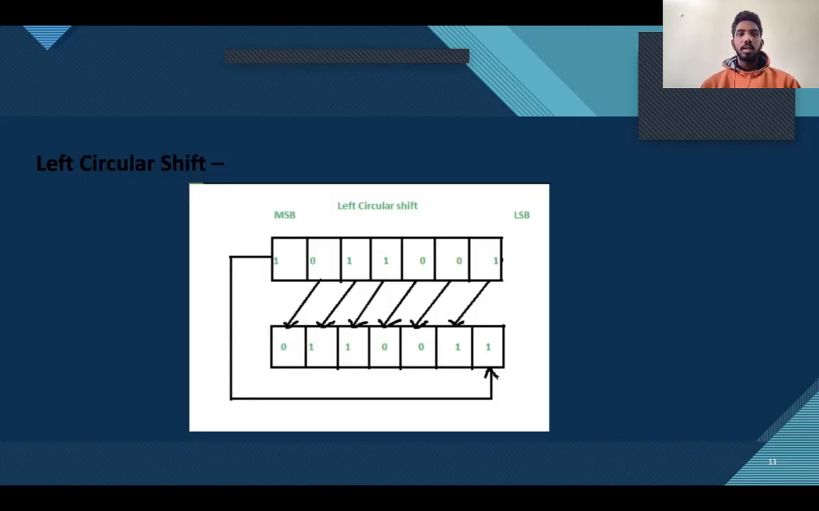Left circular shift. You can see the diagram. Right circular shift.